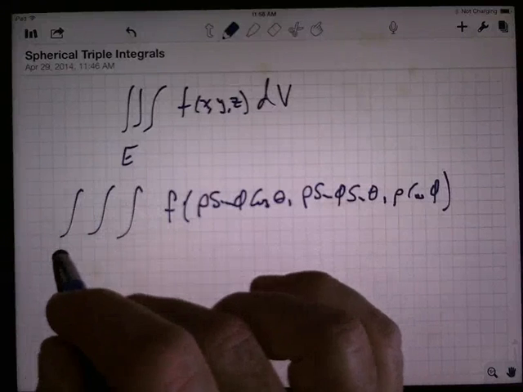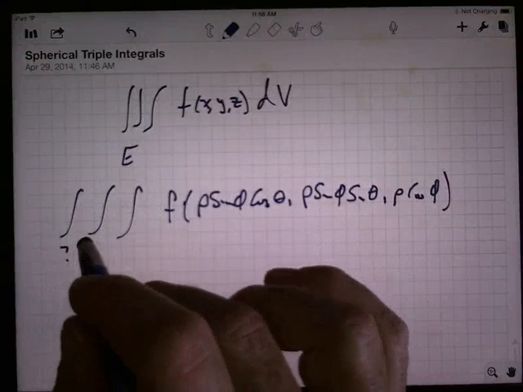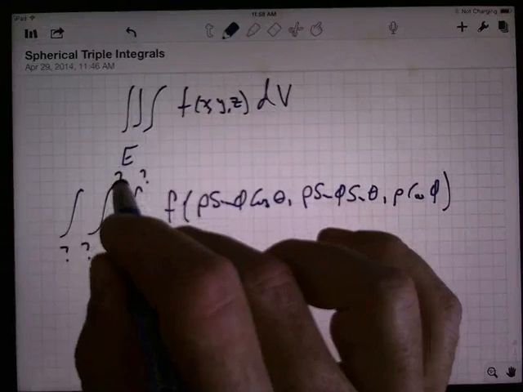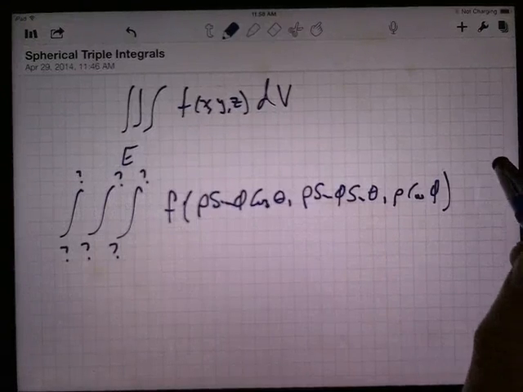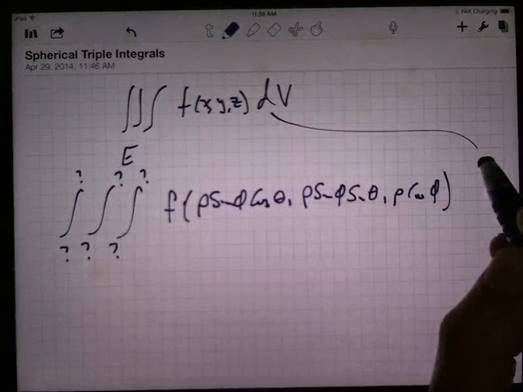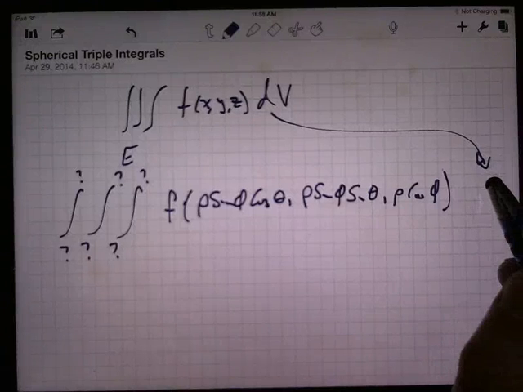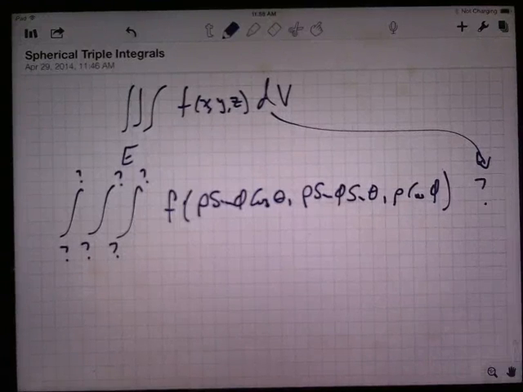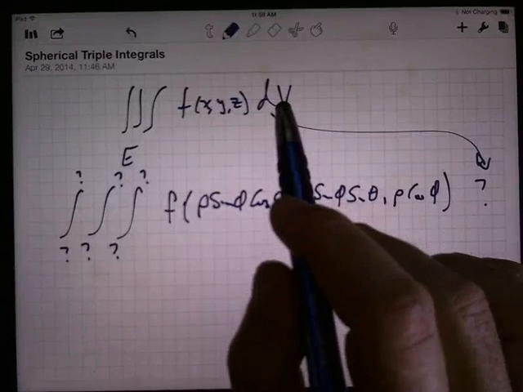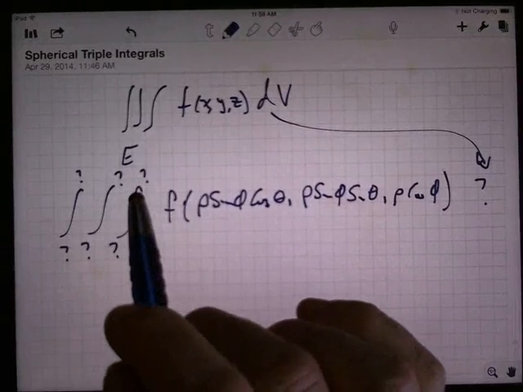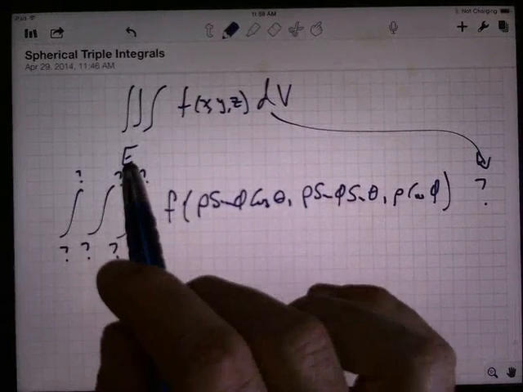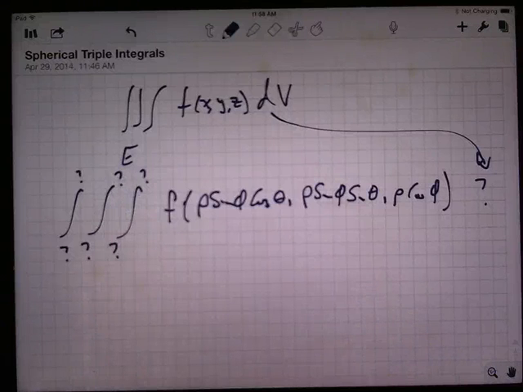The limits of integration are going to depend on how we do the integral out here. The big question, or at least our first question, is, what does the dv turn into? So let's take a look at that, and then we'll come back and look at these things depending on what the region E is. So dv, here we go.